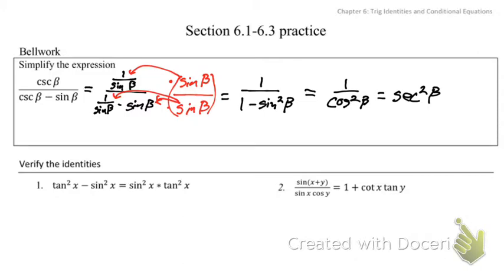All right, so the correct answer was D, secant squared beta. Got to know how to do this, guys. Test is on Tuesday. I would consider this one to be one of the easier ones because there's only one way to do it. There's no pushing fractions together. There's no pulling anything apart. It really is just replacing cosecant with 1 over sine.